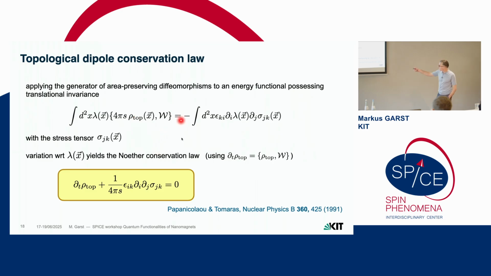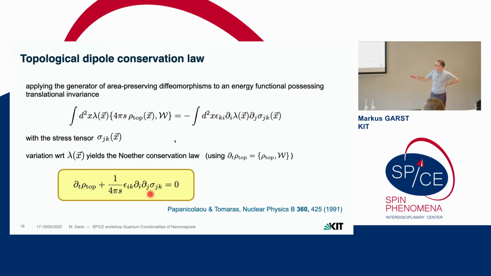So if you apply that now to the energy functional itself, using simple rules that we have seen before, what you get is essentially that the time derivative of the topological density is given by a double derivative of the stress tensor of the theory.